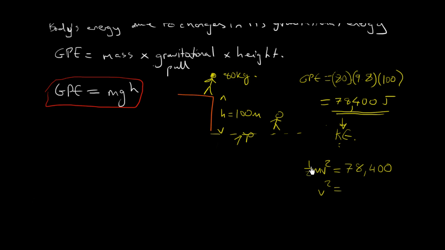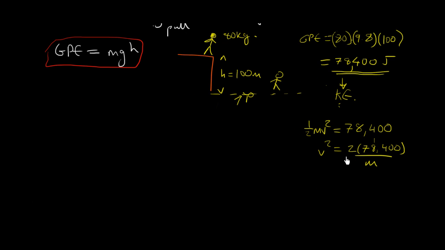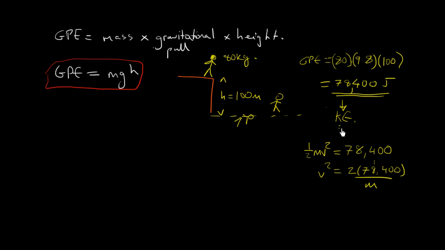So then we can solve this. If I pass the half to the other side, it becomes a 2 on the top. So that would be 2 times 78,400 divided by the mass, because it's multiplying here, so it comes to the other side dividing. Then I do the square root of that and I get my velocity. So I won't do that now, but that would be a really easy way of calculating the velocity when he's here at this height.